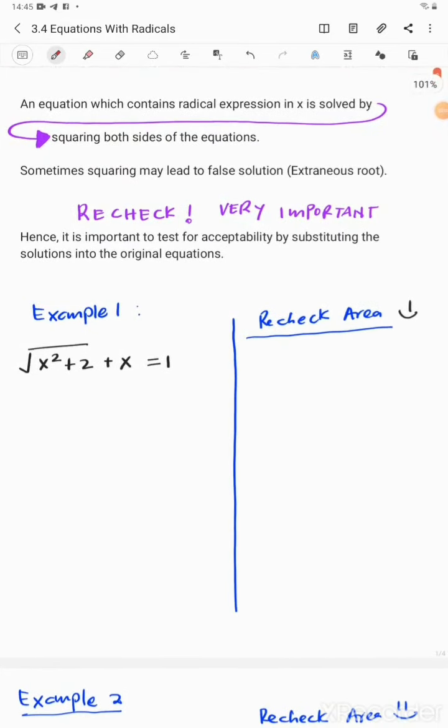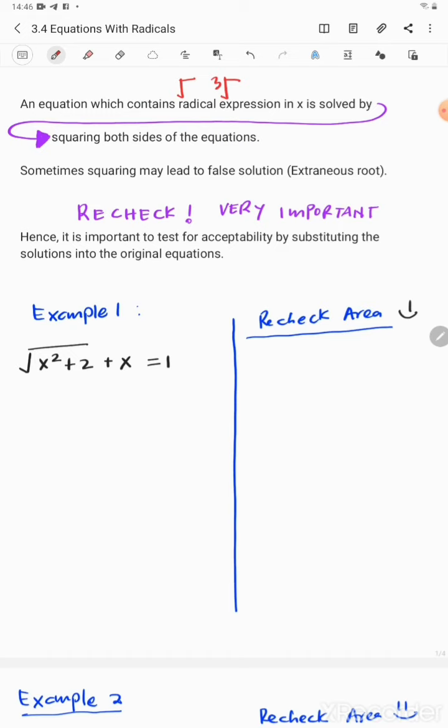Our topic today is 3.4, equations with radicals. For the introduction, what is an equation with radicals? An equation with radicals is an equation which contains a radical expression in x. If you can remember, you learned in the previous topic what a radical is. Radical means that we have a square root or cube root in the expression.